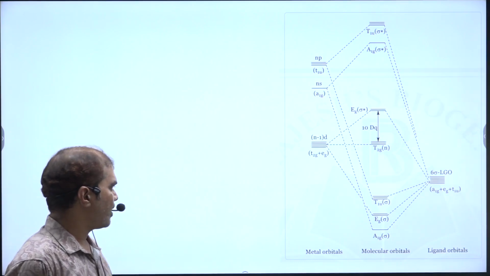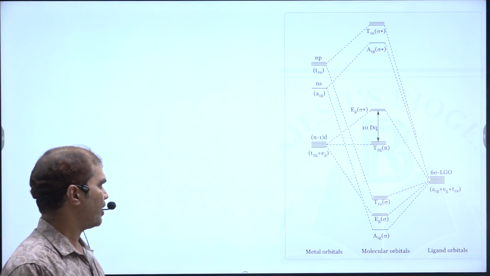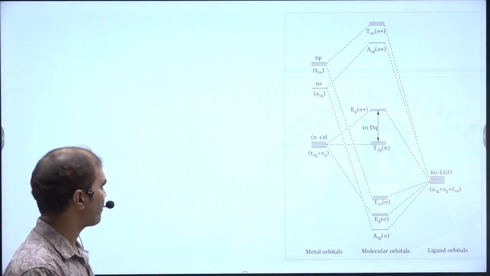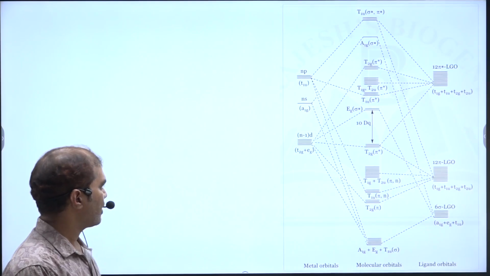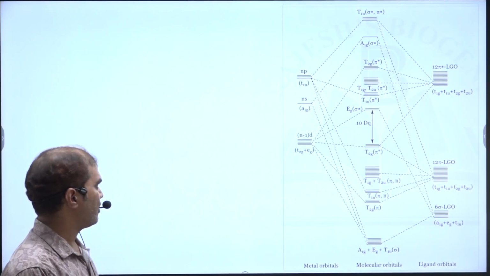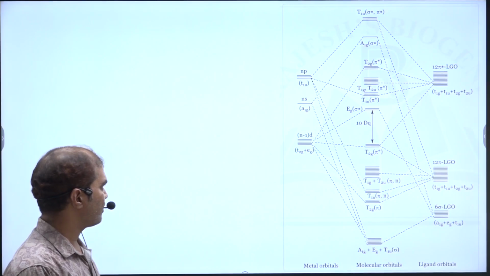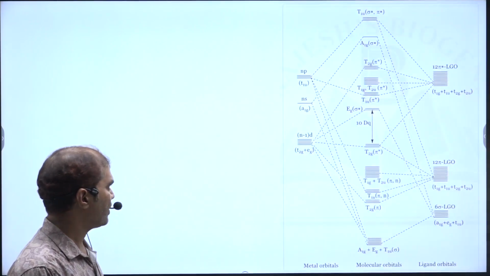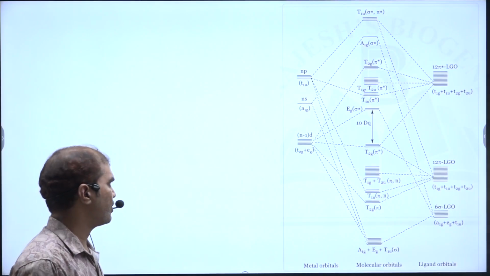Detailed molecular orbital diagrams have been given for square planar, octahedral as well as tetrahedral, both for sigma as well as pi bonding. So you can look at the pi molecular orbital diagram also. There is a difference between a sigma and a pi. Lot of interactions and lot of molecular orbitals.